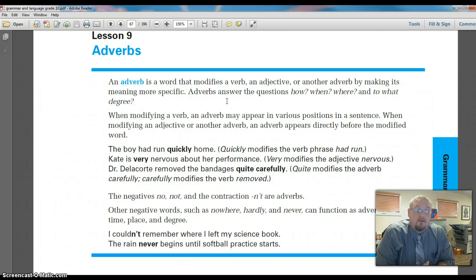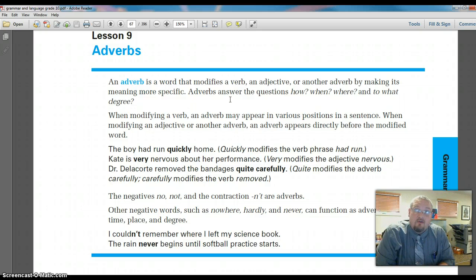When modifying a verb, an adverb may appear in various positions in a sentence. When modifying an adjective or another adverb, an adverb appears directly before the modified word. Let's look at the examples. The boy had run quickly home. Quickly modifies the verb phrase had run.